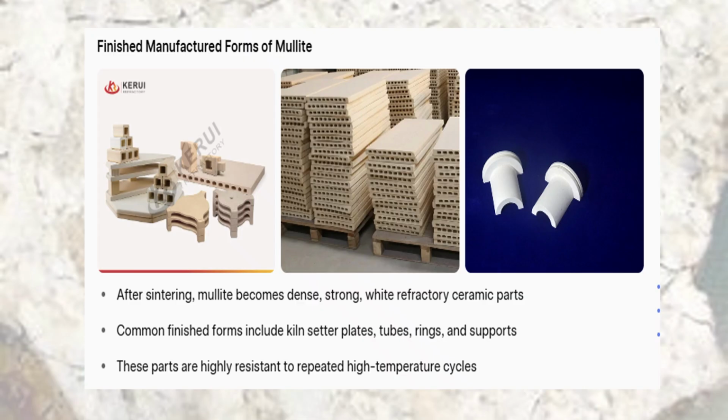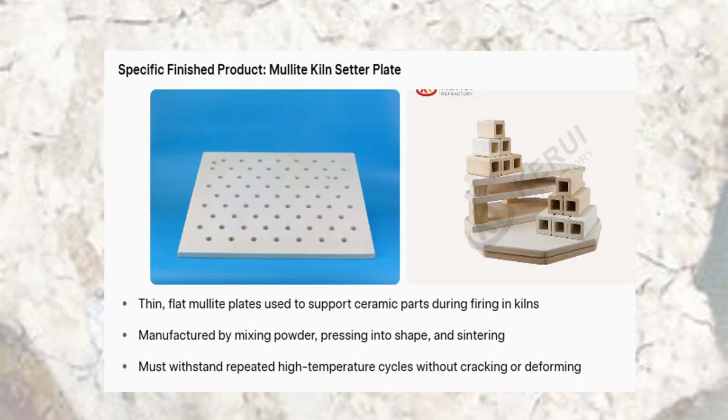After sintering, Mullite turns into dense, strong, white, refractory ceramic parts. Here you can see examples of finished forms such as plates, tubes, rings, and complex supports. These components are designed to handle extreme heat and repeated thermal cycling in industrial environments.